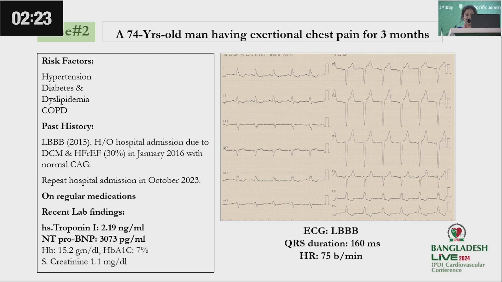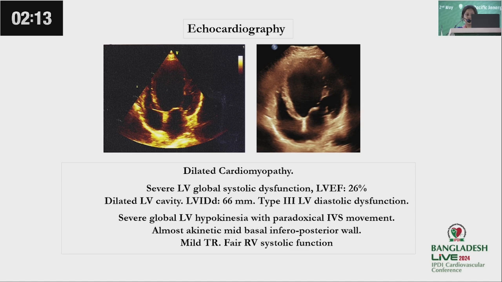But recent laboratory parameters revealed a raised troponin I level, 2.19 nanogram per ml, and a markedly raised NT-proBNP level. After that, on echocardiography, there was dilated cardiomyopathy. Severe LV global systolic dysfunction, it was about 26%, dilated LV cavity, and type 3 diastolic dysfunction.